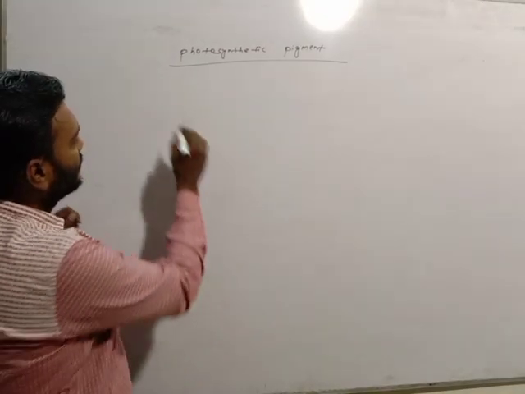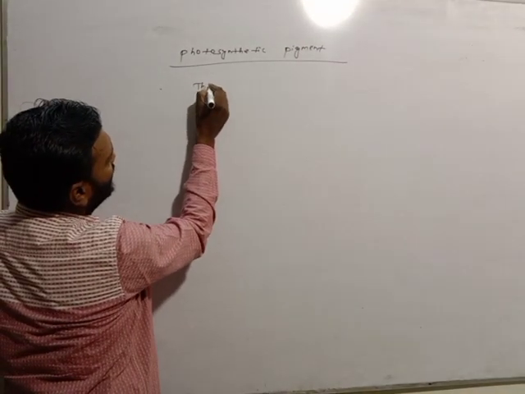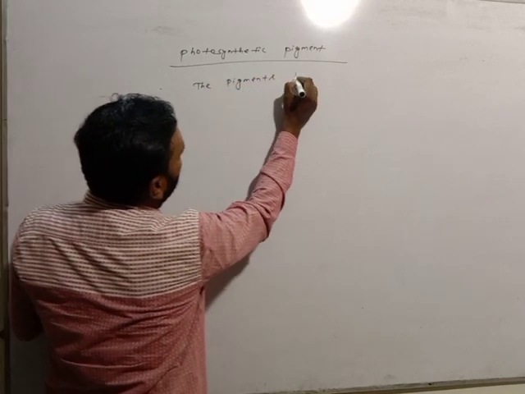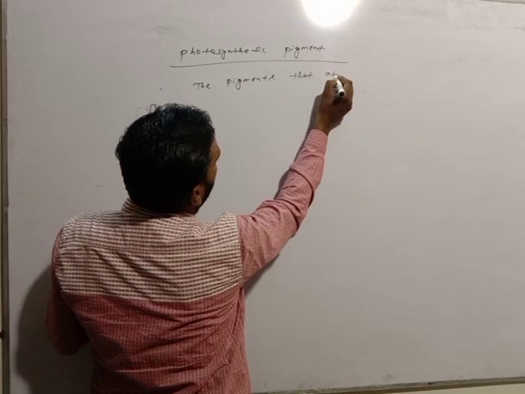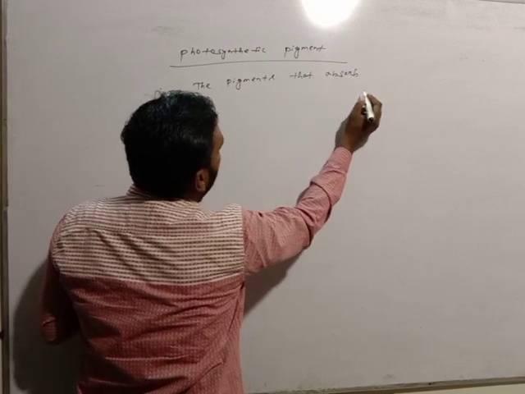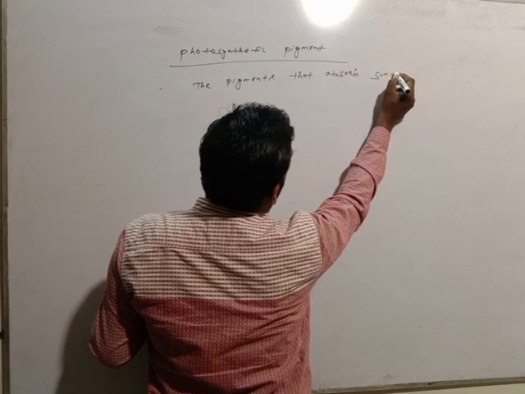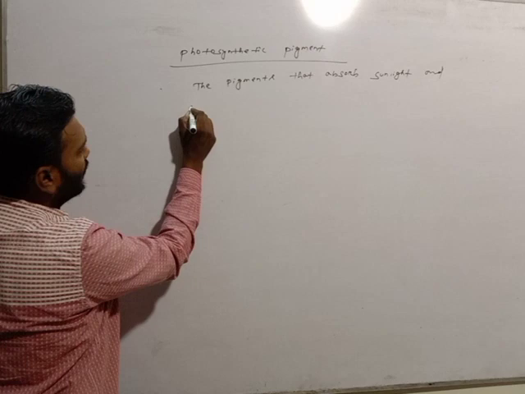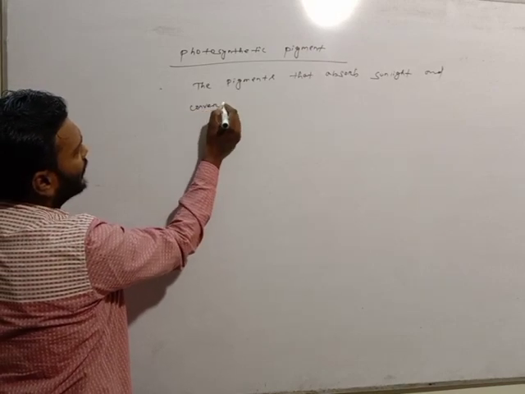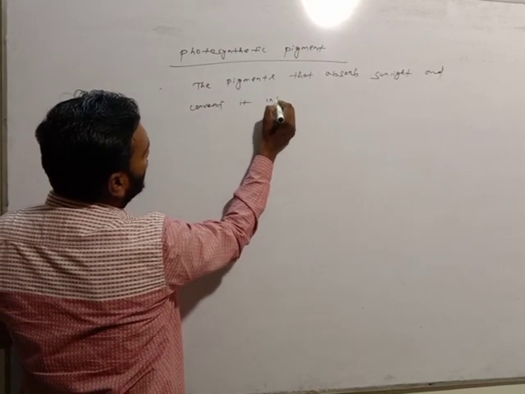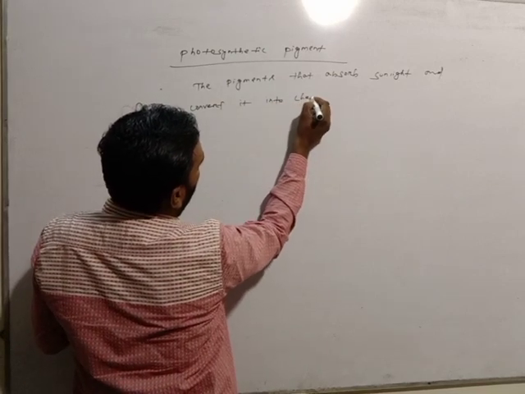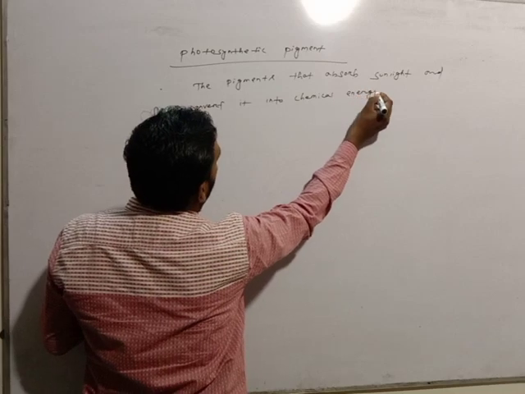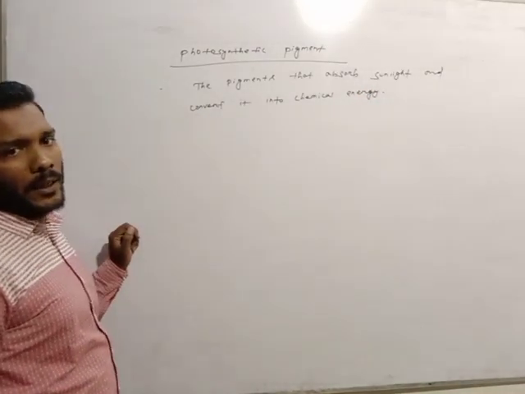Photosynthetic pigment: the pigments that absorb sunlight and convert it into chemical energy are known as photosynthetic pigments.